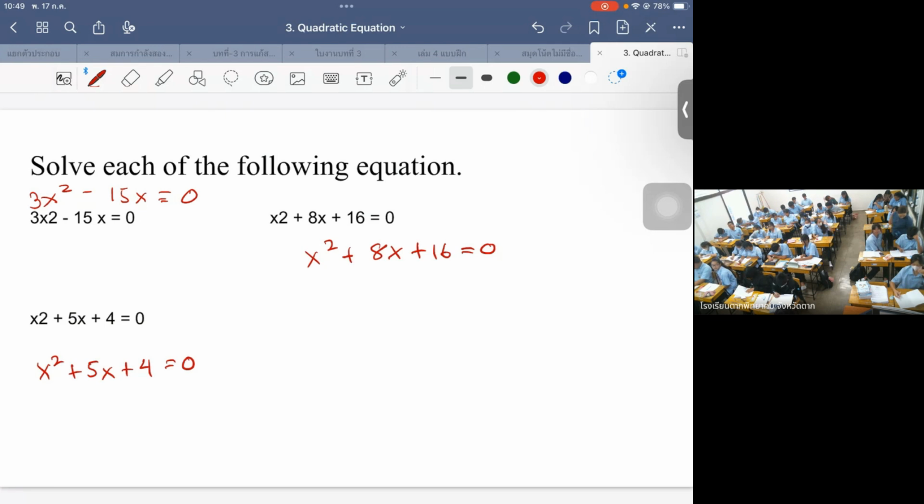First equation is common factor. Second equation is multiplication frame. And number 3, multiplication frame.